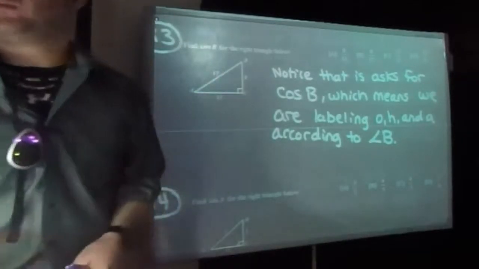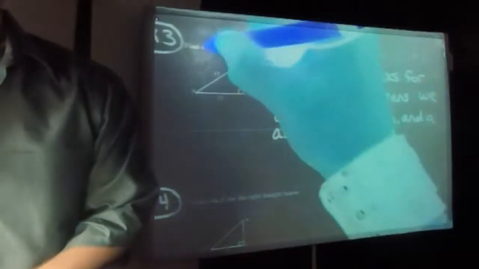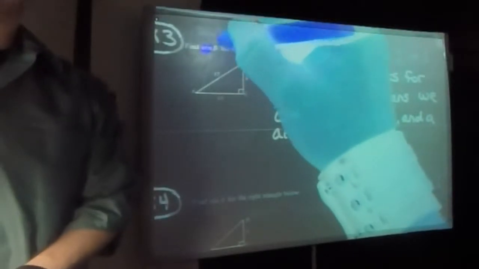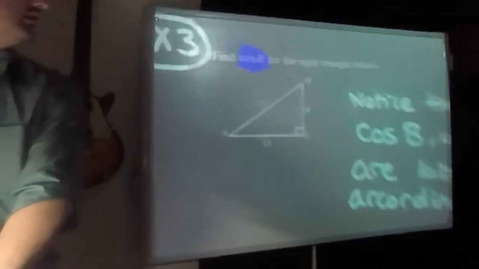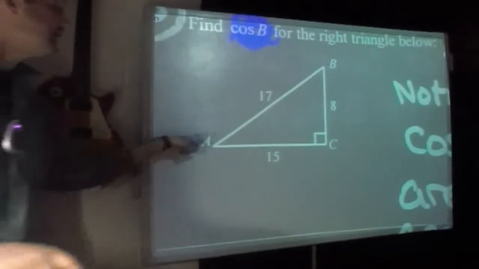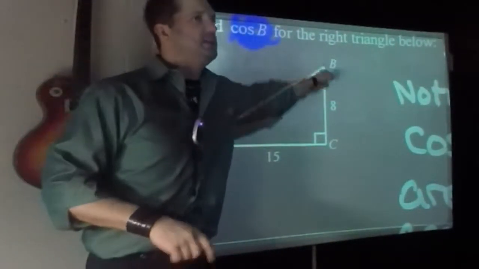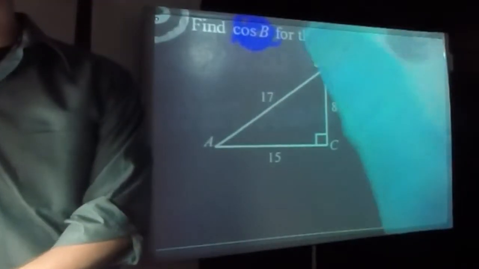Okay, we're trying to find what? The cosine. Now, do you see the letter next to that cosine? Yes, the B. Understand that that changes everything. You are not coming from the ground this time, you're coming from B. So let's do our labeling from up here.